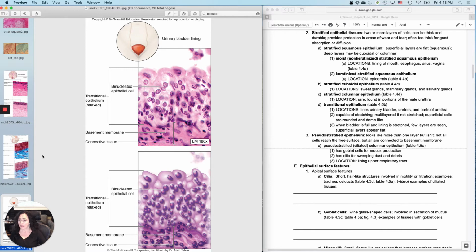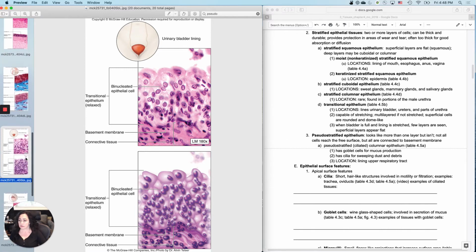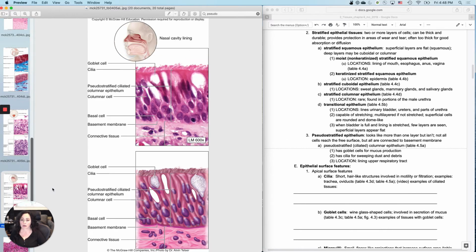And then the last of the epithelial tissues is this guy right here, which is pseudostratified epithelium. But the way that it's named, a lot of times different textbooks use these four terms in a bunch of different orders.